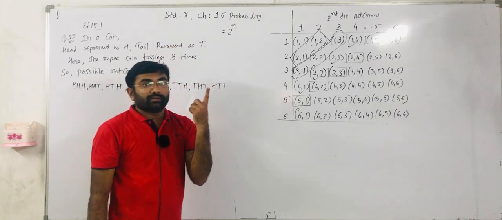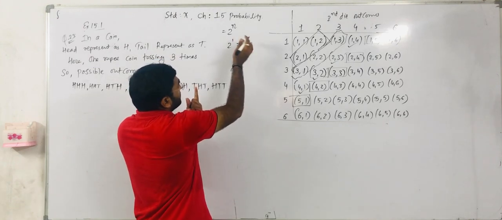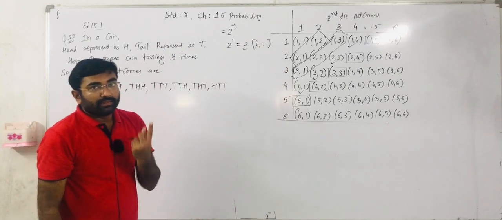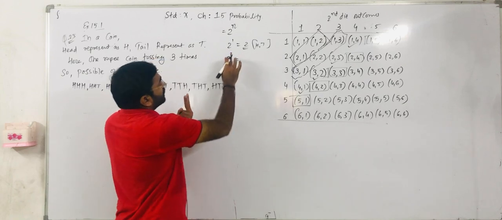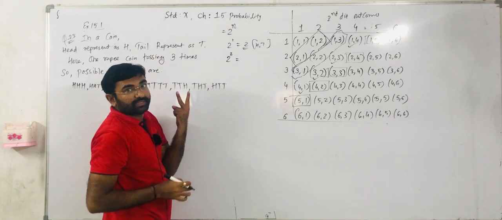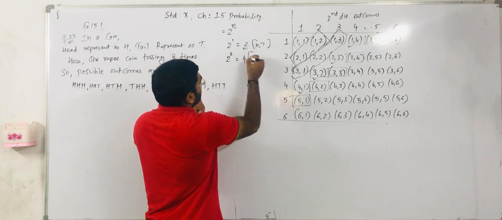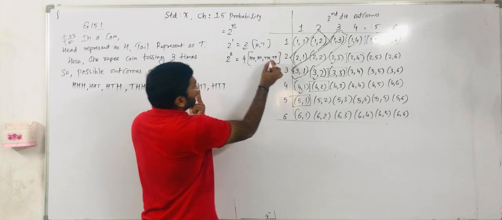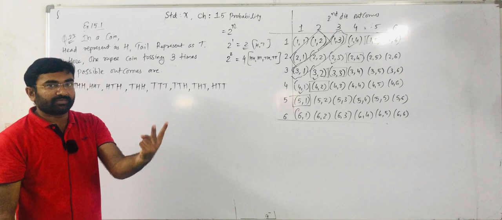If you toss a coin only one time, how many possible outcomes are there? You put n equal to 1, so you get 2 possible outcomes, which are head and tail. But if I say I toss a coin 2 times, in place of n you put 2, so the total possible outcomes are 4: head, tail, head, and tail. These 4 outcomes are possible whenever one coin is tossed 2 times.